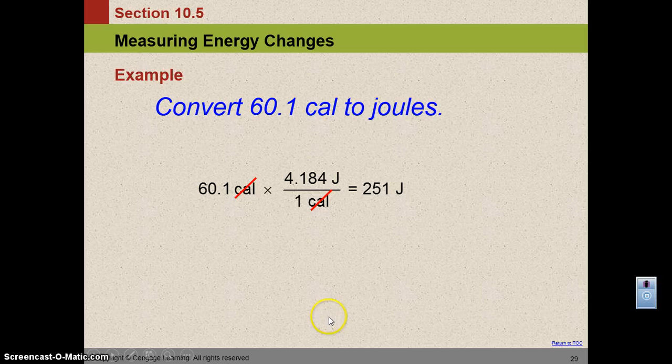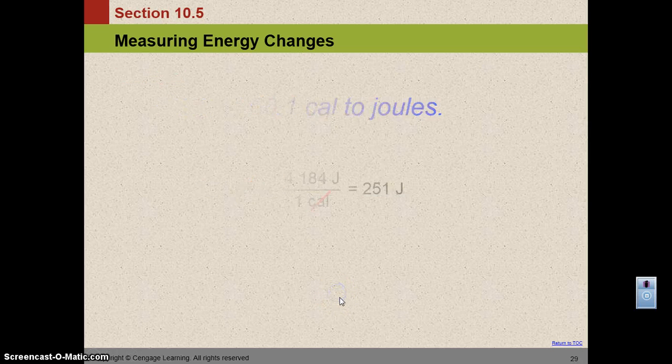You'll have to do a few problems like this. It shouldn't be any problem at all for you to do this because you've done simple one-step conversions before. It may give you joules and ask you to change it to calories, where you would just flip your conversion factor so the joules are on bottom and calories on top.